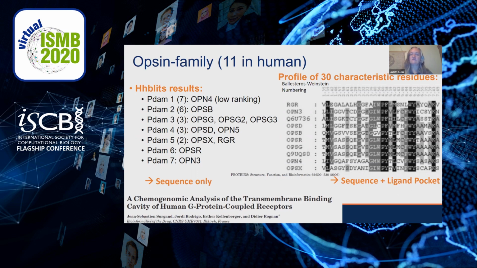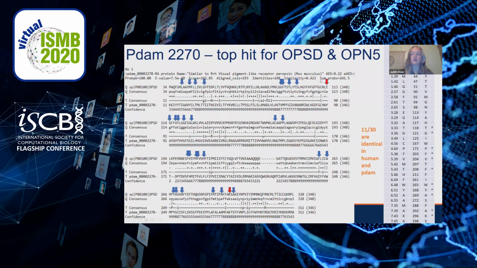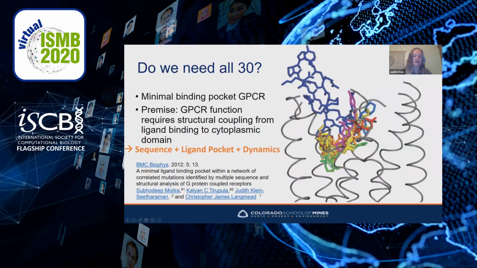And what you can see here on the right-hand side is a profile of 30 characteristic residues that are typical for opsin members. And so here you can see the Ballesteros-Weinstein numbering system, which shows that they are distributed over all the 7 transmembrane helices. When we now compare the residues in this ligand binding pocket for one of the PDAM homologs of human opsin protein, you can see that only 11 out of the 30 are actually identical. This raises the question, do we actually need all of the 30 amino acids?